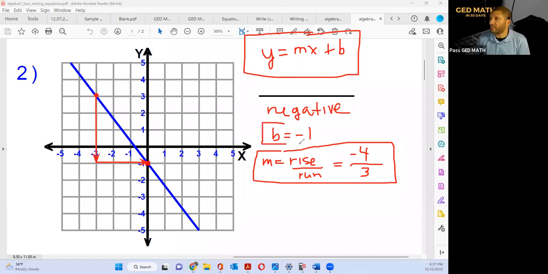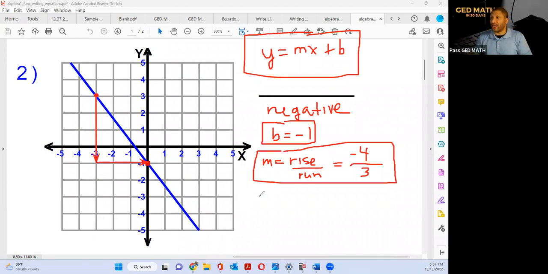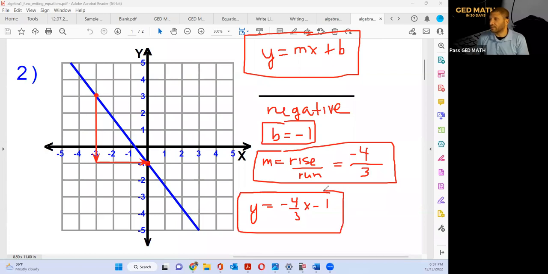What's our y-intercept? Negative 1. So now we know our slope and we know our y-intercept. What's our equation of the line? It's y equals negative 4 over 3x minus 1. You see how confident she said that? This is what happens when you practice enough and you have a conceptual understanding of the problem. So y equals minus 4/3 x minus 1.